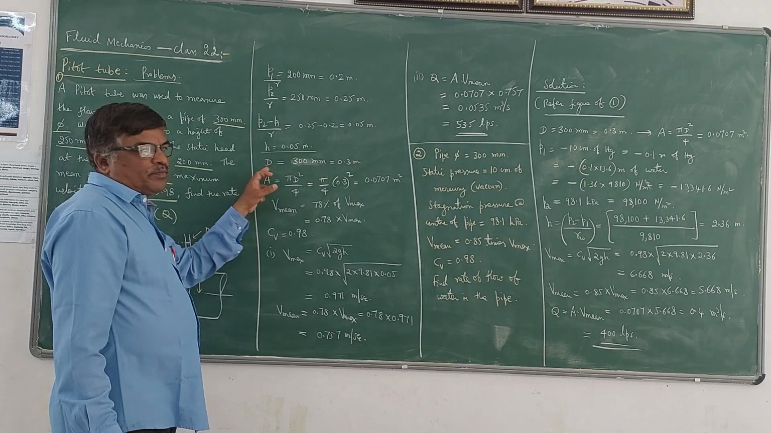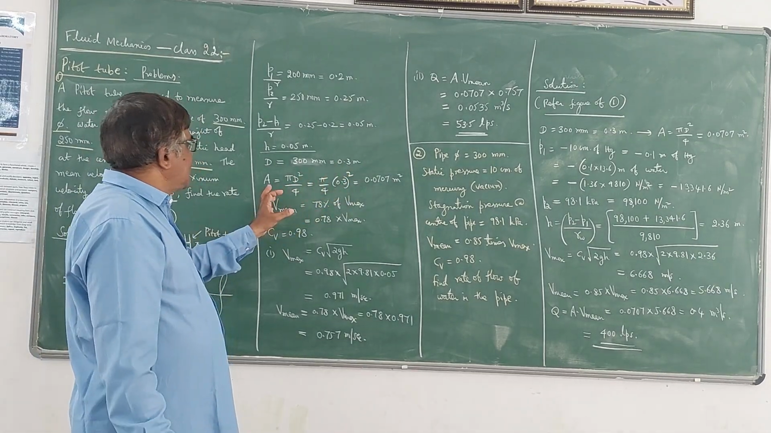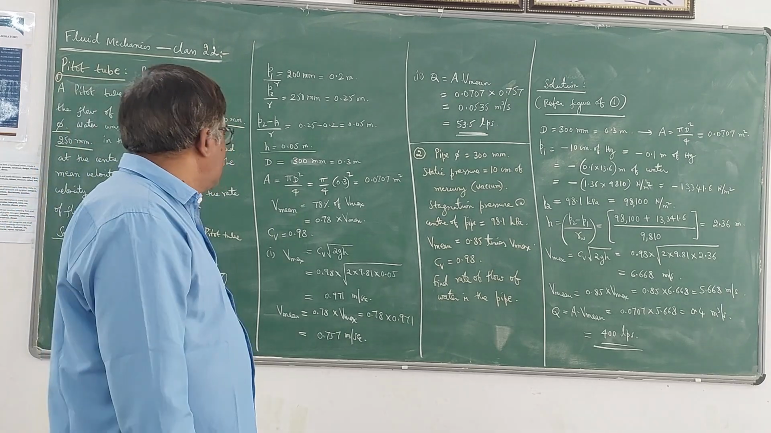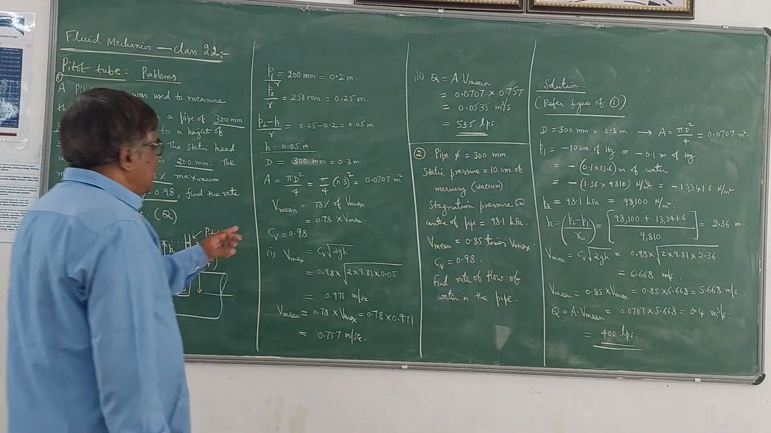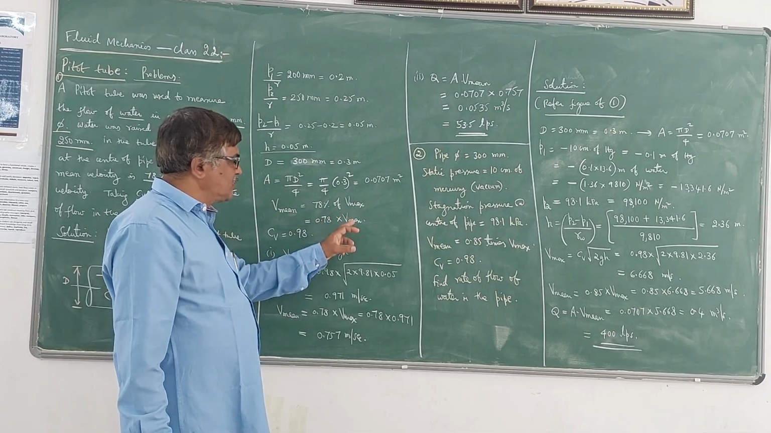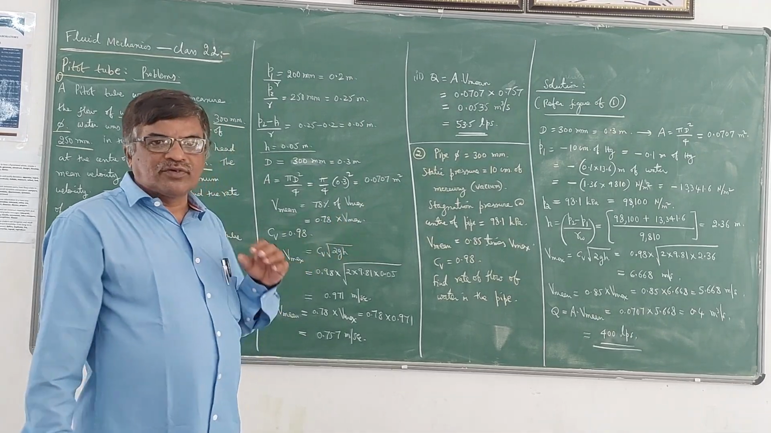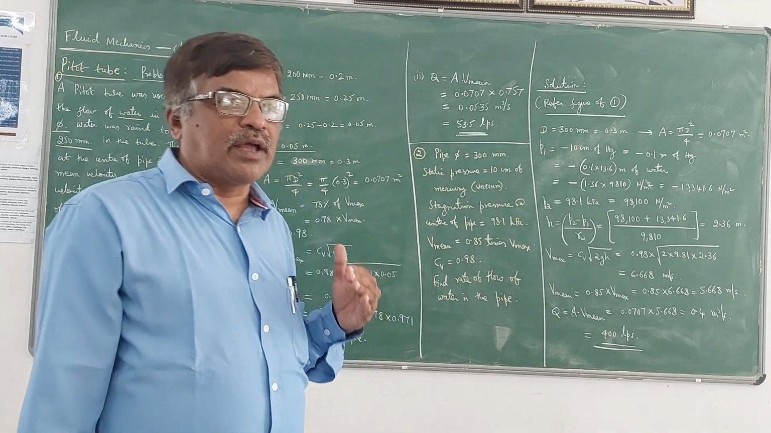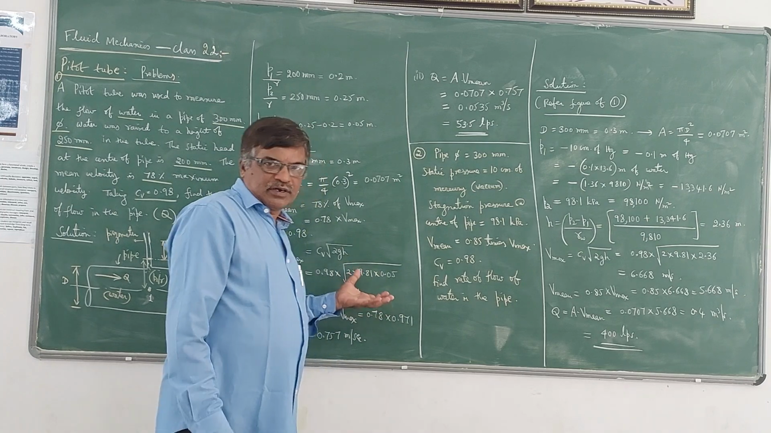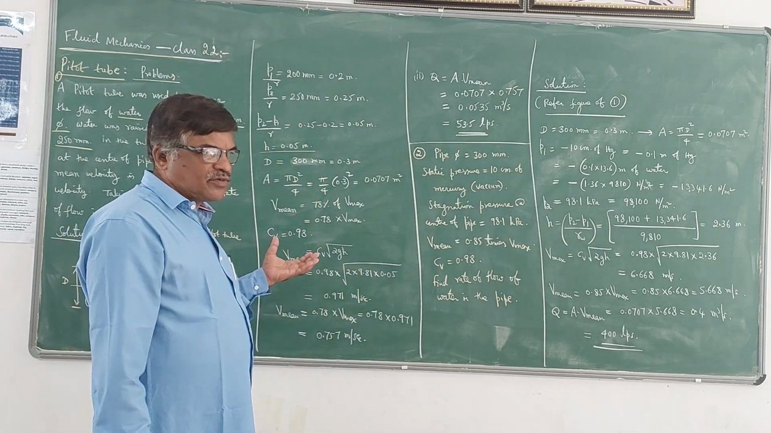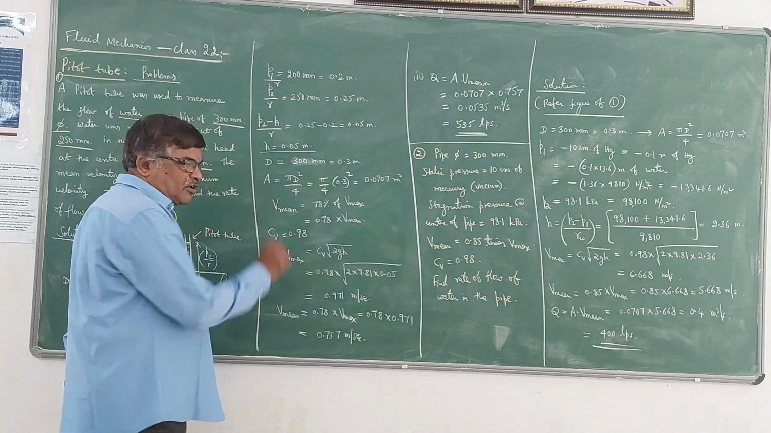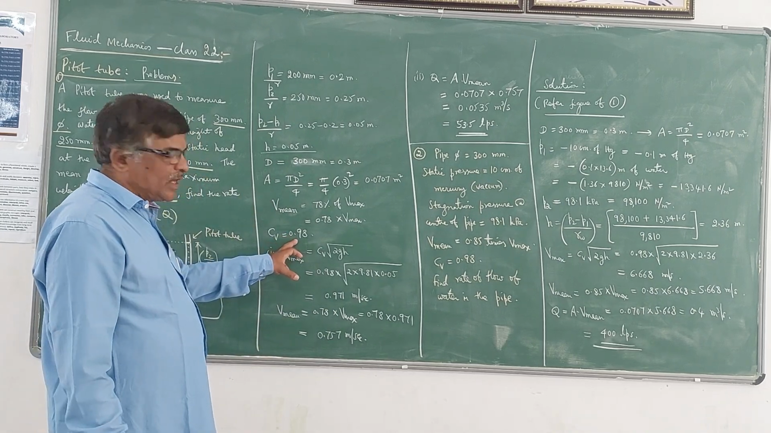Now the diameter of the pipe is 300 mm, that is 0.3 meter. The area of the pipe is pi d square by 4. You get 0.0707 meter square. And the mean velocity is given as 78% of the maximum velocity. As I already told, maximum velocity is the velocity at the center of the pipe, which you obtain from the Pitot tube equation, that is Vmax equal to Cv into root 2gh. And he has given the coefficient of the Pitot tube as 0.98.